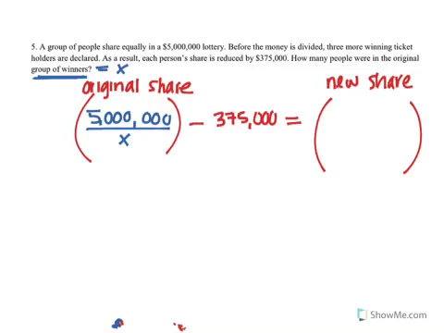So what is your new share of the prize going to be? It's going to be $5 million. But this time, instead of dividing by X, the number of people in the original group, you're going to divide by X plus 3 because 3 more people were added to the group. In this problem, the easiest way to solve is to cancel out the fractions by multiplying by the least common multiple, X times X plus 3.